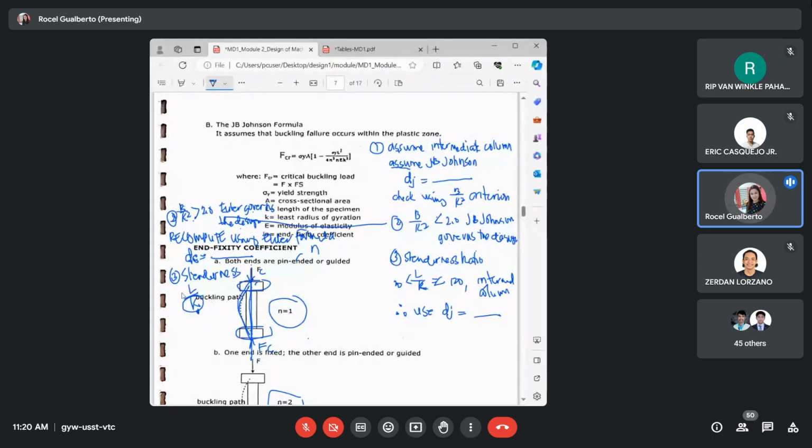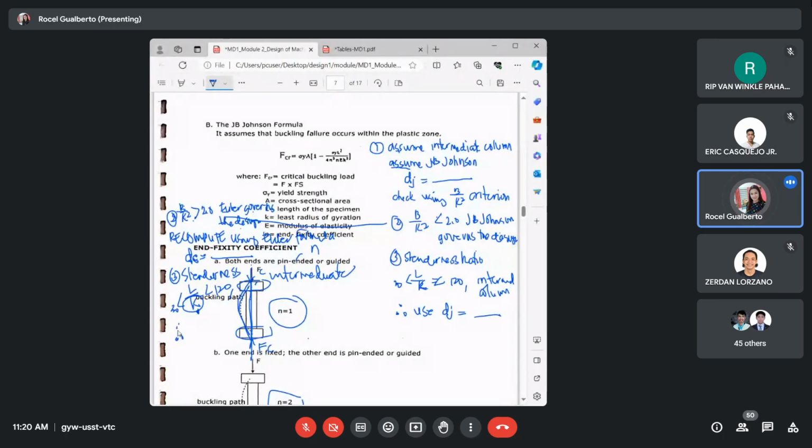Kailangan, yung L over K na yon again, must be in between 30 and 120. Okay? Okay. So, yan po dapat. Pag po nandito uli yung nakuha mong slenderness, ano yung sasabihin natin? This is an intermediate column pa rin. Okay, so tamang intermediate column.